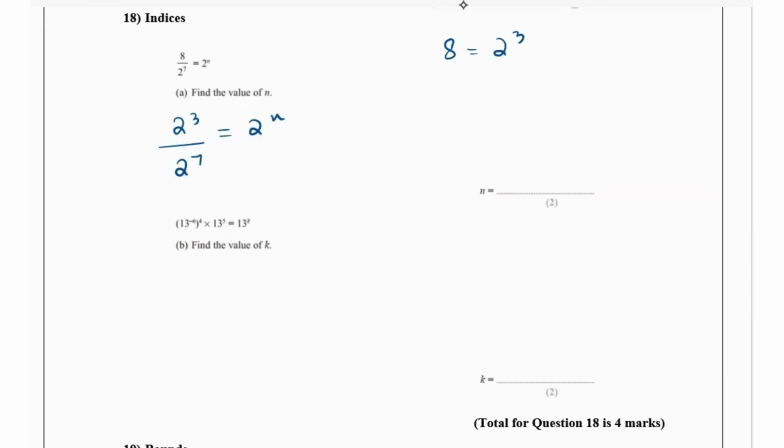Whenever we have similar bases being divided, we subtract the powers, which means 2 to the power of negative 4 is equal to 2 to the power of n, and negative 4 is the answer.